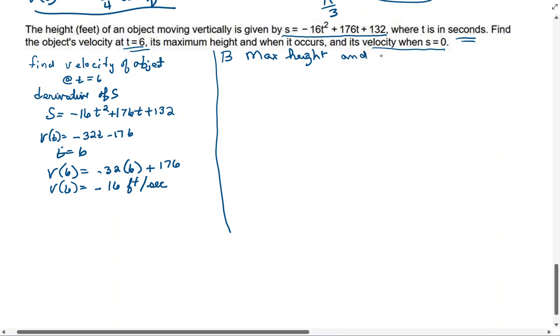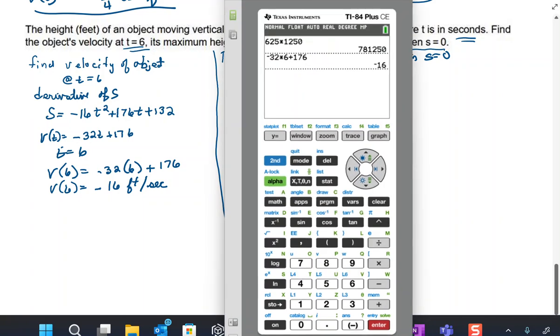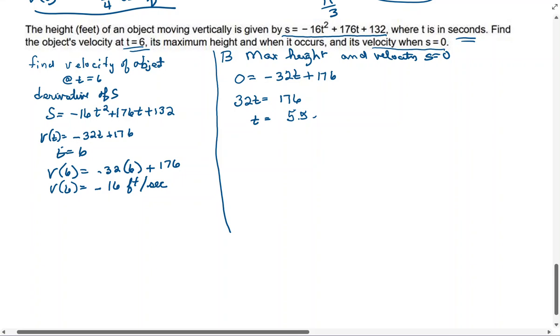All right. Now, the second part says maximum height. Velocity at s equals 0. So if we want maximum height, we set the derivative equal to 0. So let's do that first. This is a plus, and I don't know why I'm keeping a minus, I guess I'm going in a hurry. Thank you for that. So now we're going to do S of that 5.5.